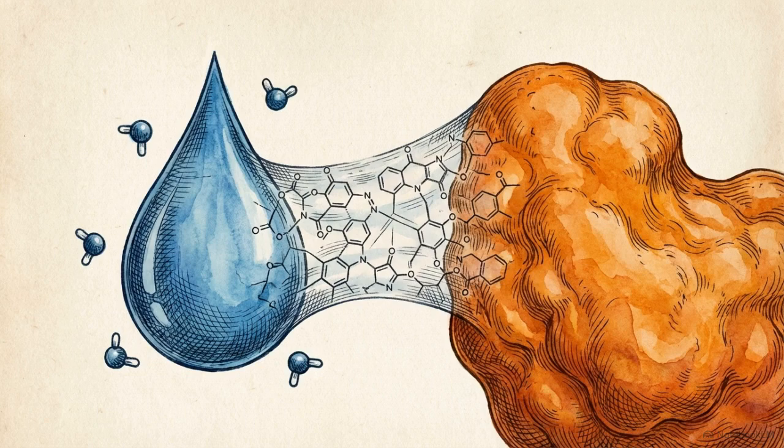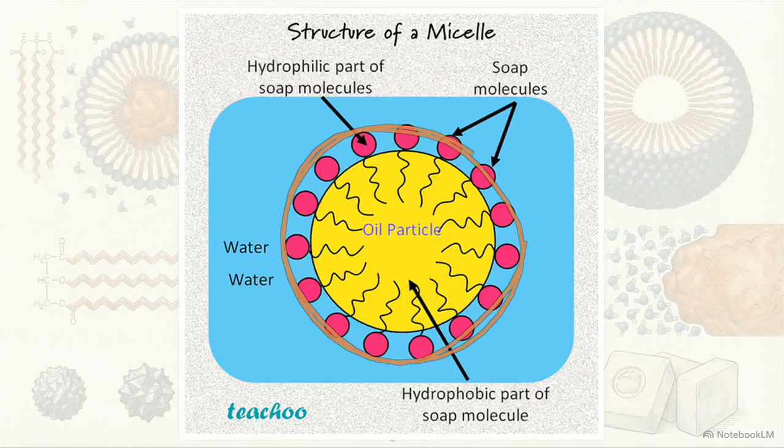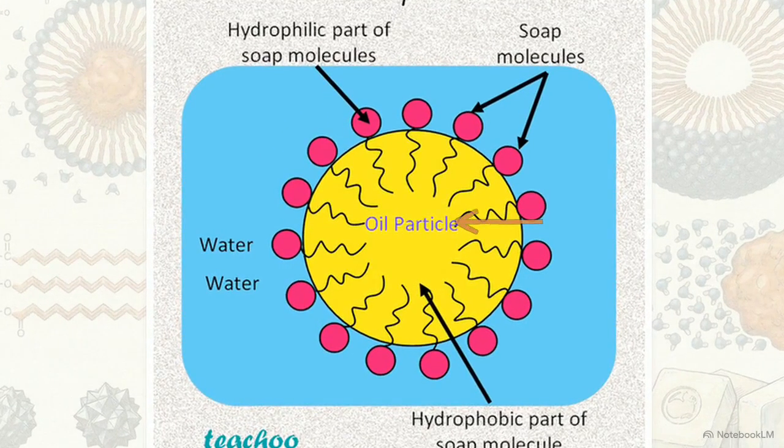Forcing these two materials to mix requires a chemical bridge, a molecule capable of binding to oil on one side and water on the other. This diagram shows the resulting structure, the micelle. It is a spherical trap that surrounds the oil particle and allows it to be suspended in the water.